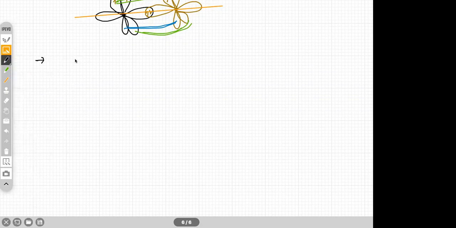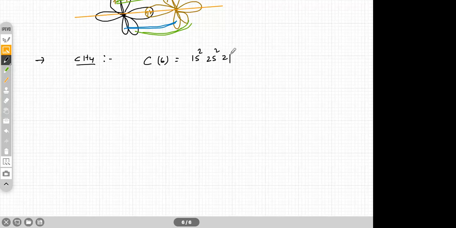The next one we have is the CH4 molecule, methane. If you look at the configuration of the carbon atom, carbon has 6 electrons: 1s2, 2s2, 2p2. Right? So 2s has 2 electrons and 2p also has 2 electrons. This is the ground state configuration.